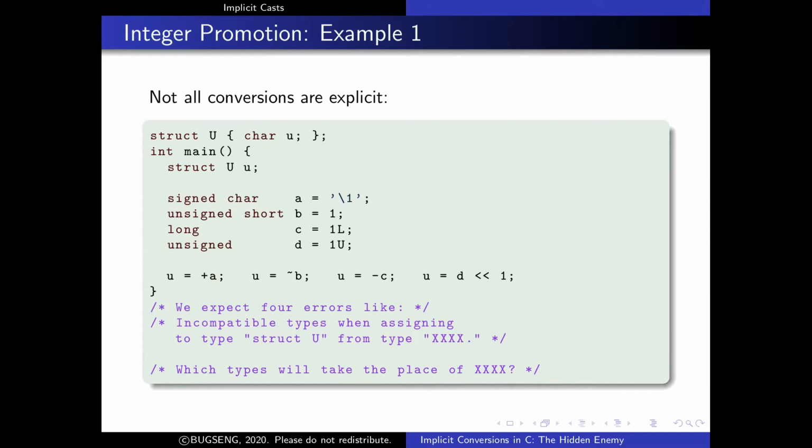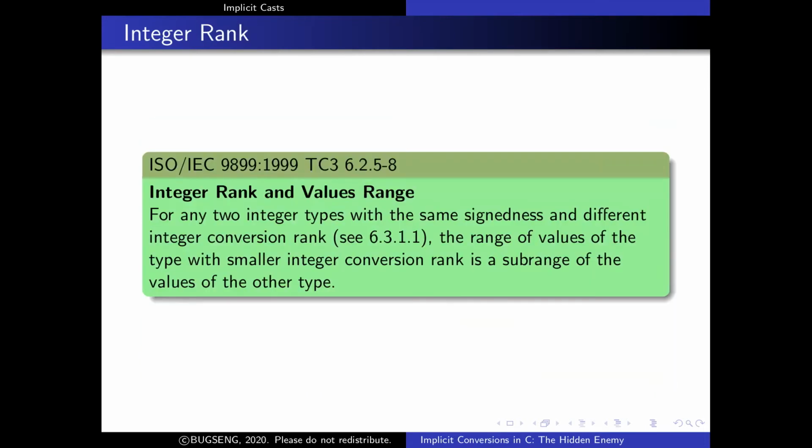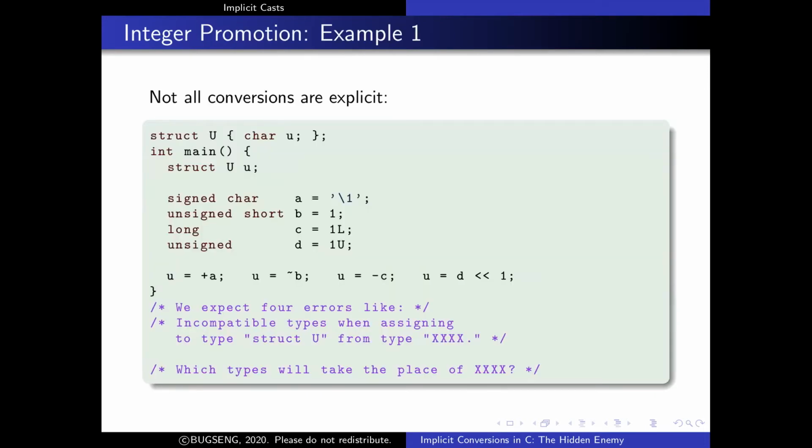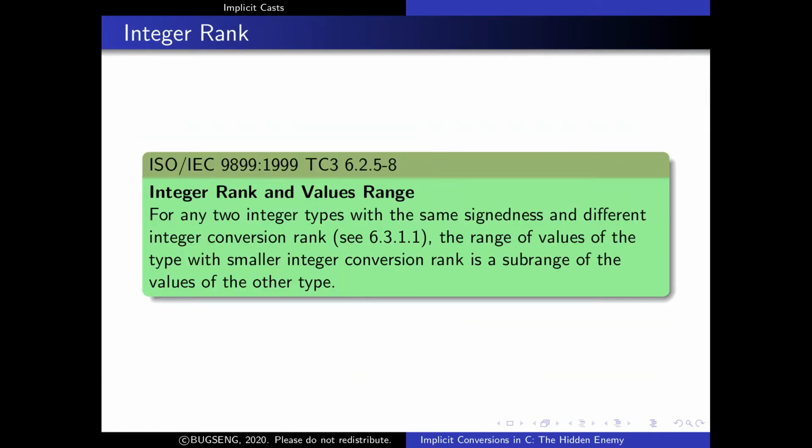A is a variable of type signed char. However, plus A has a different type. So in order to understand what the types of plus A, tilde B, minus C, and D shifted left by one position are, we need to understand some concepts. First, we need the concept of integer rank.